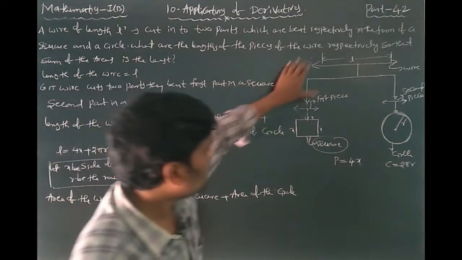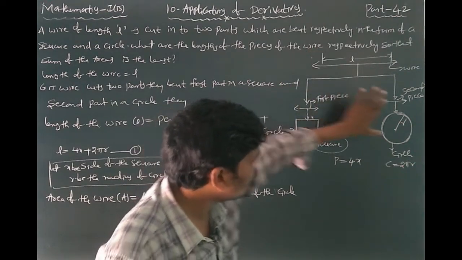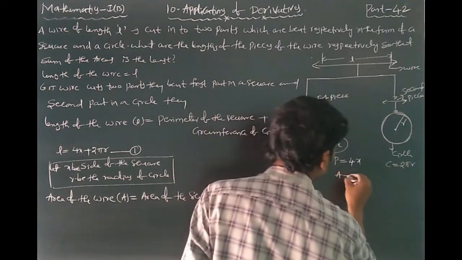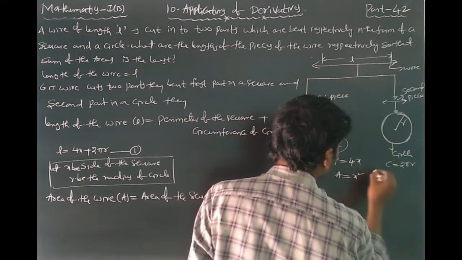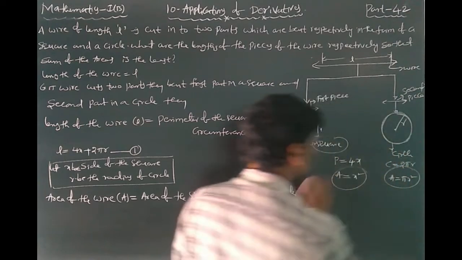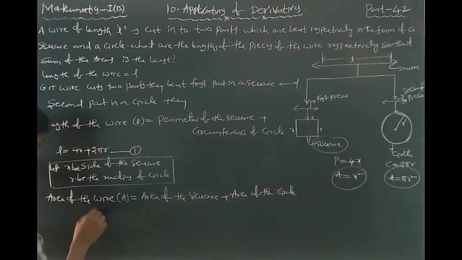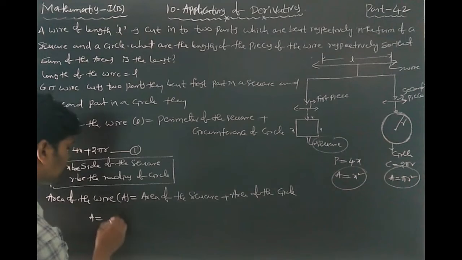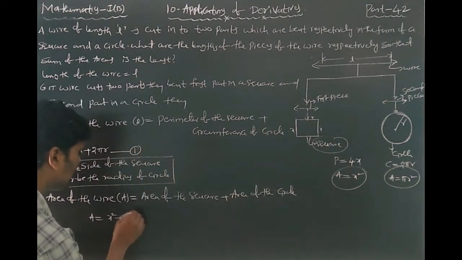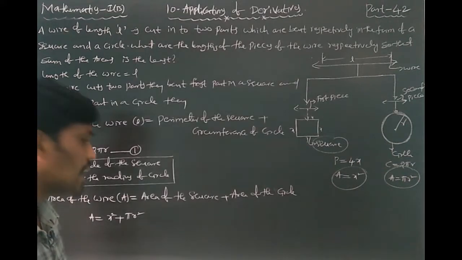Next, what is the area? The area nothing but the area of the square and the area of the circle. The area of the square is x squared. The area of the circle is pi r squared. These two are formulas. So A is equal to x squared plus pi r squared.